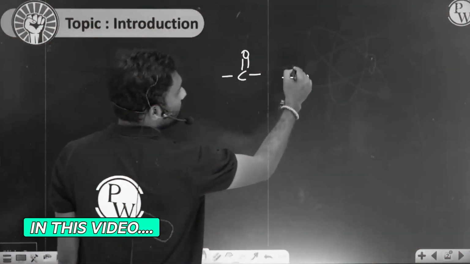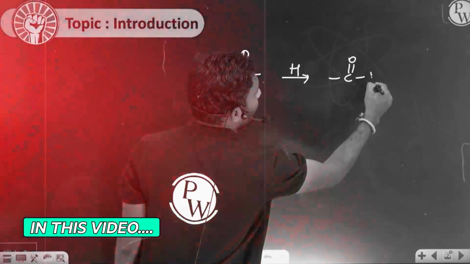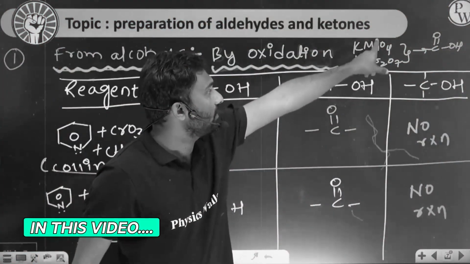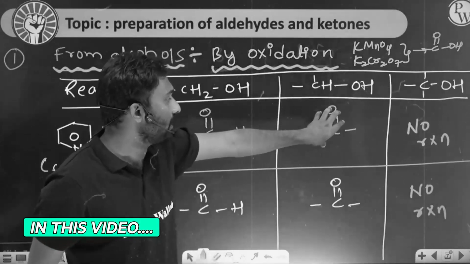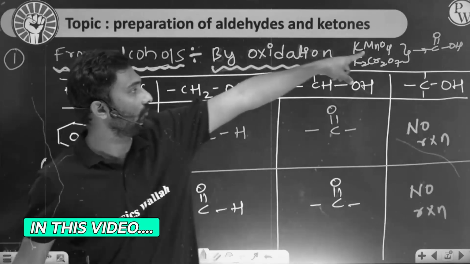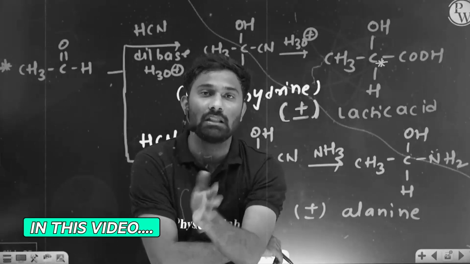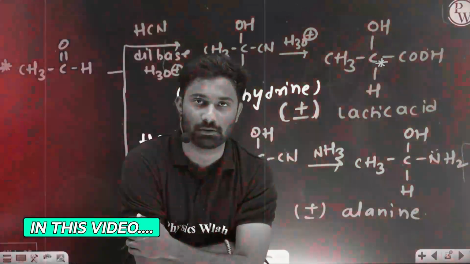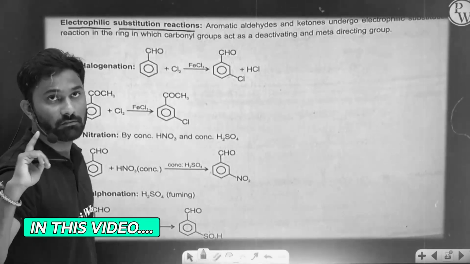Carbonyl group. If the H is attached, then it will become the aldehyde. Secondary alcohol with KMnO4 or potassium dichromate will give the ketone only, but primary alcohol will give the carboxylic acid. Most of the chiral carbons are optically active, not all the chiral carbons, most of the chiral carbons. Electrophilic substitution reaction. Now electrophilic substitution reactions are very, very important.